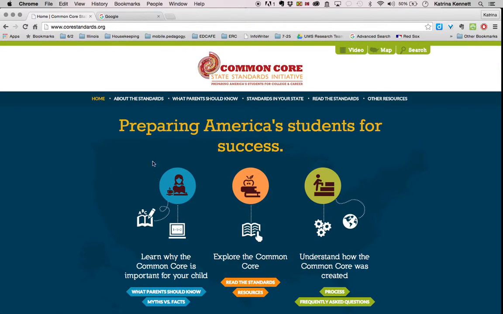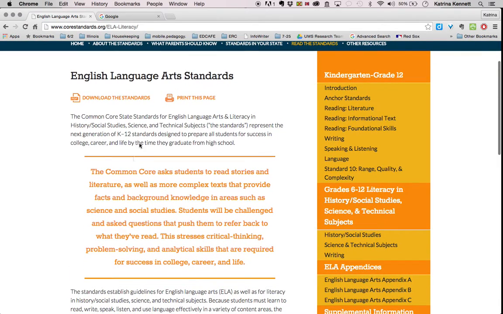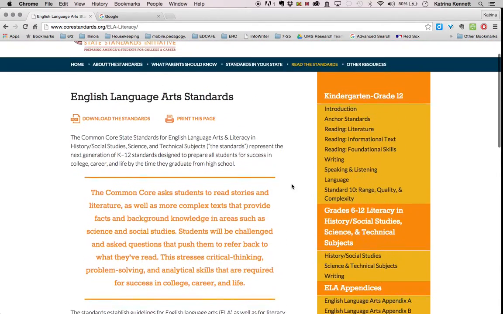This splash page has lots of information about the standards, things for parents, more particular for your state, and what we're going to look at today, which is the English Language Arts Standards. Now you can download the standards. It gives you a really long PDF, which you can print out the pages that are in your grade band. And you can also obviously read it here online.